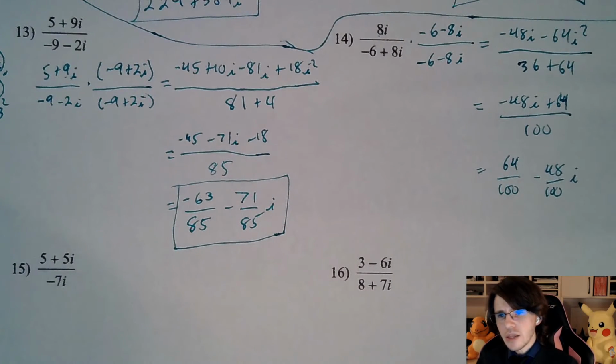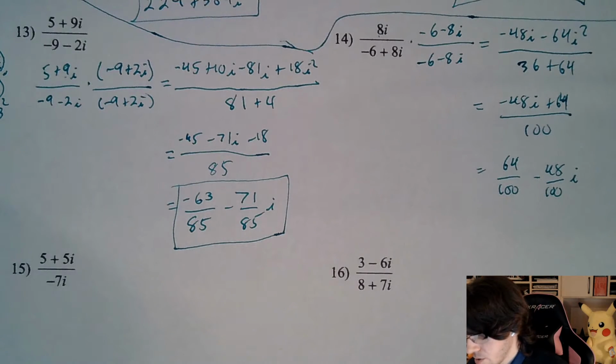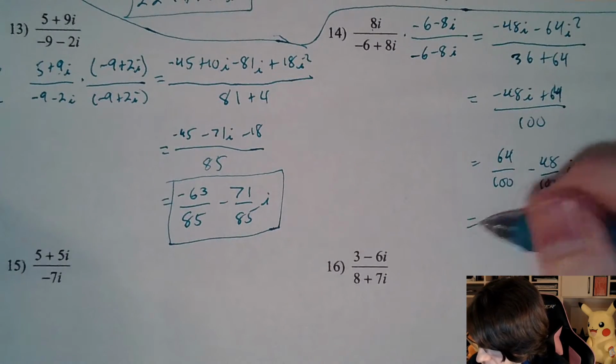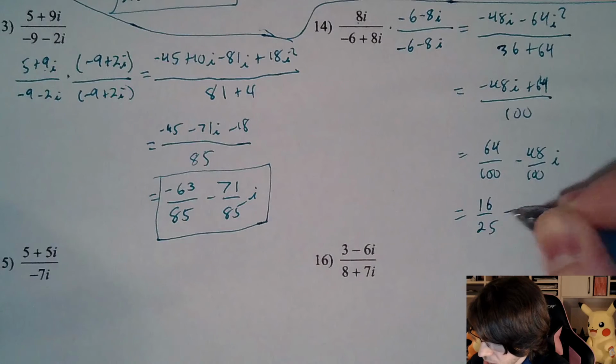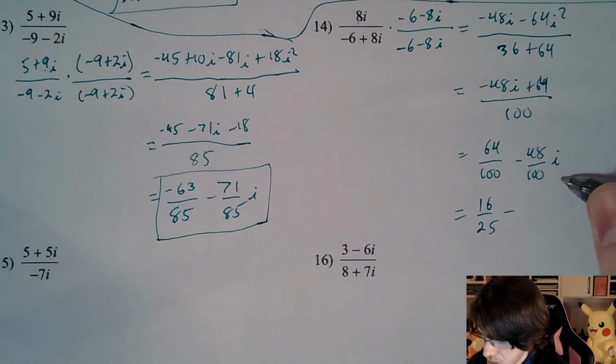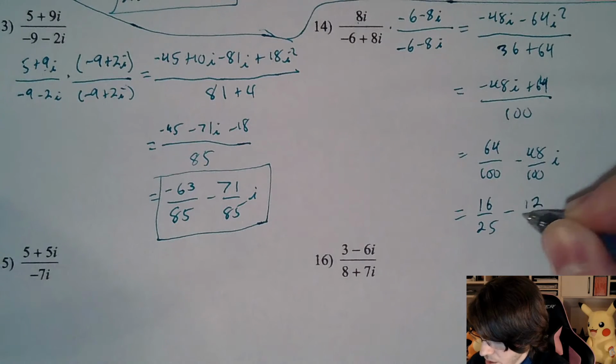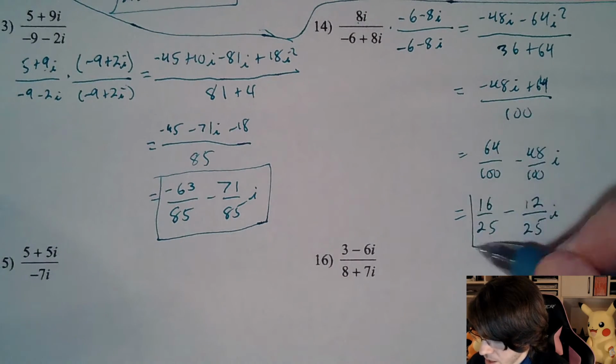You can use your calculator to reduce those fractions or figure out the largest number that goes into both of them. I believe 4 is the largest number that goes into that guy at the top and bottom, so it's going to be 16 over 25 minus, and it looks like 4 is again the largest number that goes into both of those, so that's going to be 12 divided by that same 25 with an i on it.